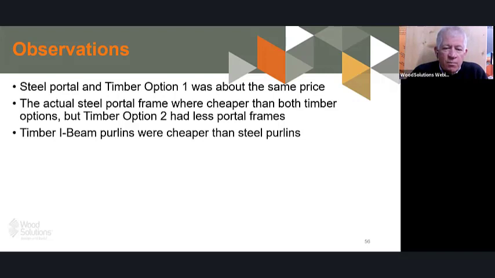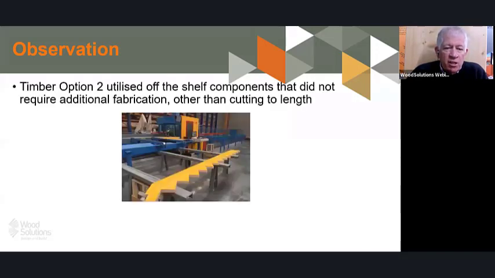It has advantages in that if you're looking for a system that doesn't have any bird perching, then that would be an ideal solution, because no birds will be able to sit on the edge of the I-joist or the C-section or truss. Further observation, the timber option utilised off-the-shelf components that did not require additional fabrication.